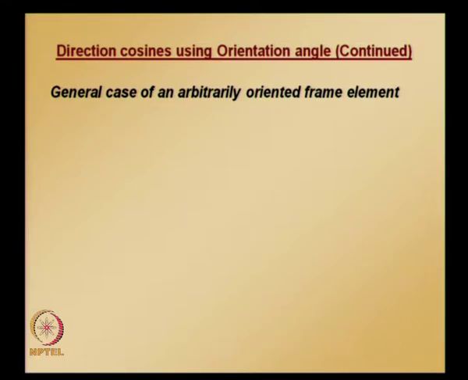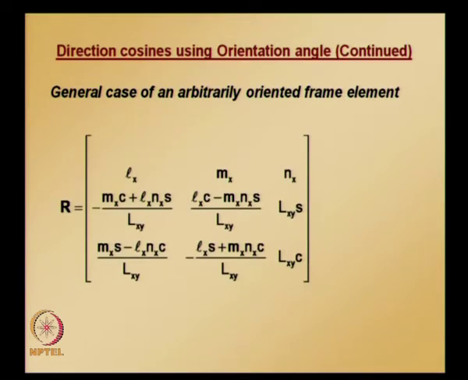oriented frame element. In this case, first thing we need to do is rotate the given frame element about local x axis such that local y axis is parallel to the global y axis. So, in this case of an arbitrarily oriented frame element, rotation matrix is given by this one. Again, in the special case where Lxy is 0, we get rotation matrix by this one.